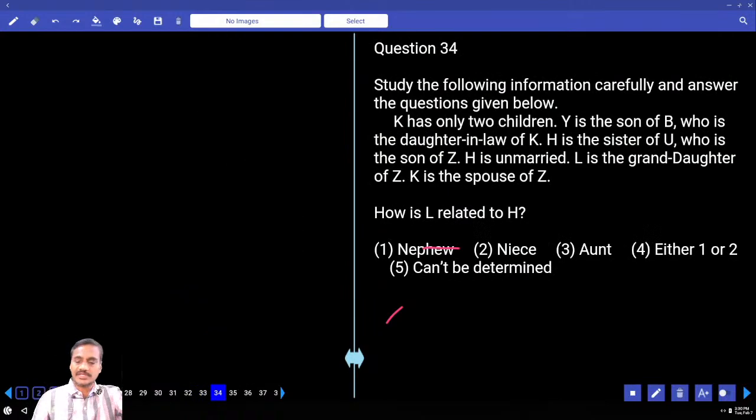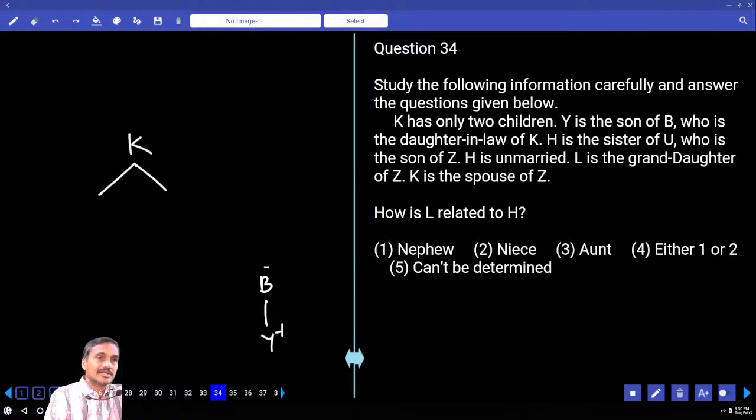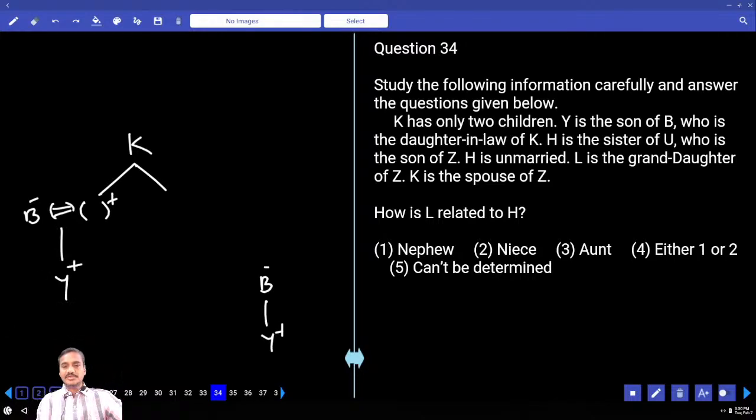Now 34 and 35 are based on blood relations. K has how many children? Only 2 children. Y is the son of B. B is the daughter-in-law of K. Daughter-in-law of K means B is K's son's wife, and Y is the son of this B.